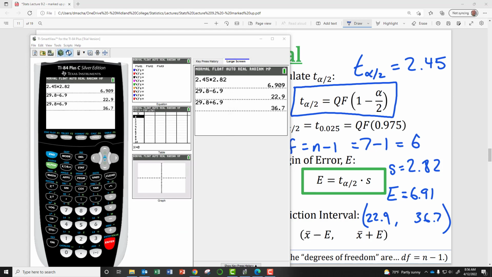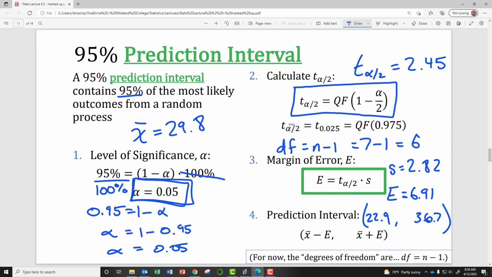That's going to be the lower bound and the upper bound of my prediction interval, which means that for this random process of measuring my car's miles per gallon, we say that 95% of the most likely outcomes from this random process fall between 22.9 miles per gallon and 36.7 miles per gallon. In other words, if you were to measure your car's miles per gallon and get less than 22.9, or get more than 36.7, we would consider that highly unusual. So it falls outside of my prediction interval.